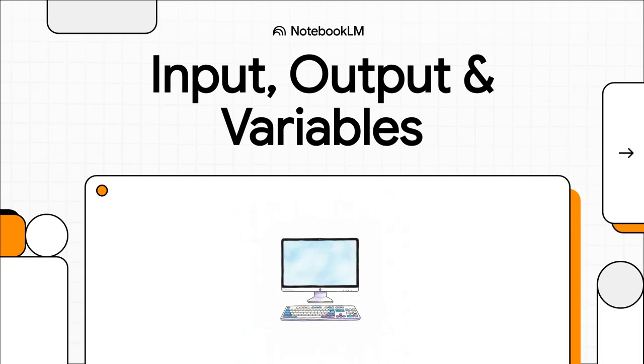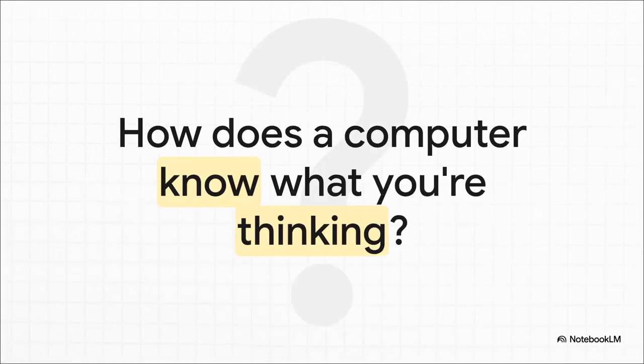We spend literally all day tapping on screens, playing games, sending messages, but today, we're totally flipping the script. We are stepping behind the screen to figure out exactly how we communicate with computers using code. So I want you to start by thinking about this really simple but kind of mysterious question. How does a computer actually know what you're thinking?